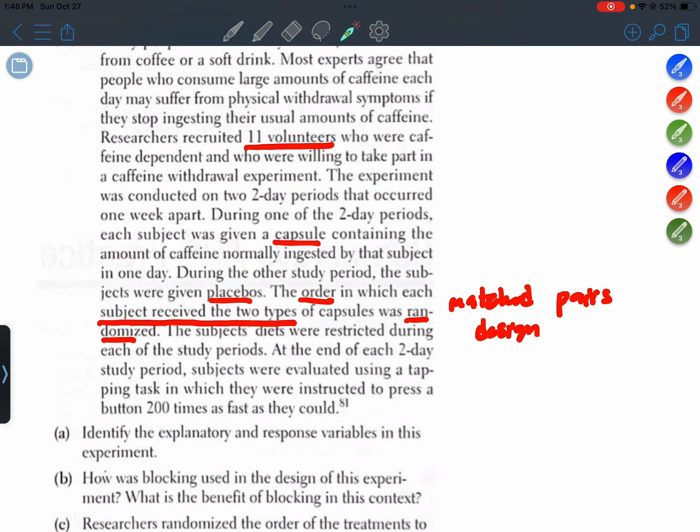Subjects were evaluated using a tapping task in which they were instructed to press a button 200 times as fast as they could. Okay, so that sounds like the response variable: how long it takes them to press the button 200 times, so the tapping task.